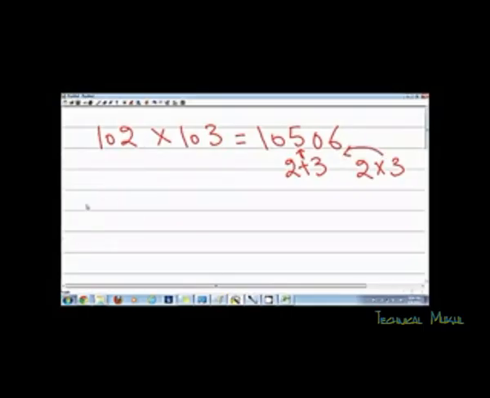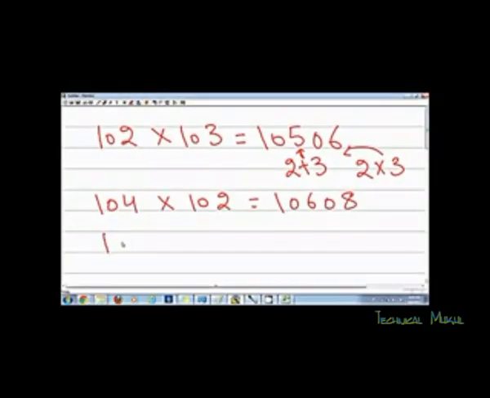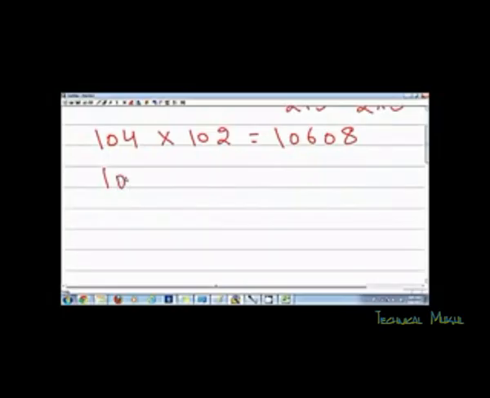For example, if we take 104 and 102, then the answer will be 1, then 4 plus 2 is 6, and 4 into 2 is 8, so the answer is 10608. Again, if I have 105 and I want to multiply by 106, then the answer will be 1, 5 plus 6 is 11, and 5 into 6 is 30, so 11130. So this is a quick way you can multiply numbers which are close to 100.